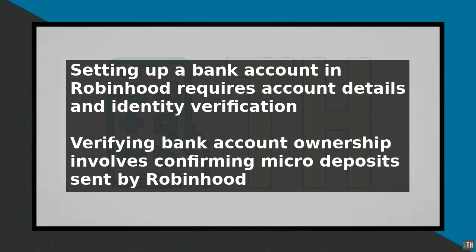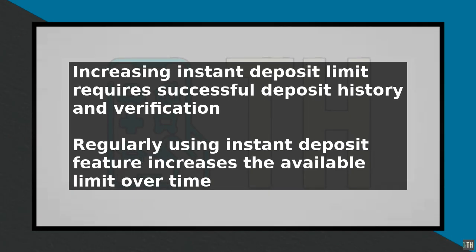To increase your instant deposit limit, you need to have a history of successful deposits and a verified bank account. The more you use the instant deposit feature and the more deposits you make, the higher your limit will be. Additionally, you can also increase your instant deposit limit by enabling two-factor authentication in the Robinhood app and by keeping your account information up to date.